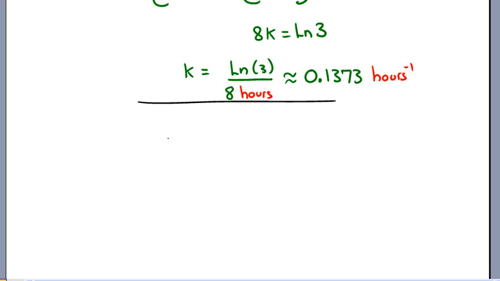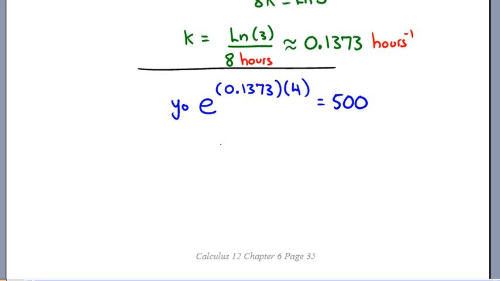So now I would have this. I would have y naught, which I don't know, it's still missing to me, and then e to that k, which I've just found, 0.1373. Those units were upside down hours, and then I multiply that by 4 hours. That needs to be 500. Well, this is totally solvable right now, right? I can just go e to that. I can get that value, divide, and in one move, I'm there. It's really not going to take very long at all.